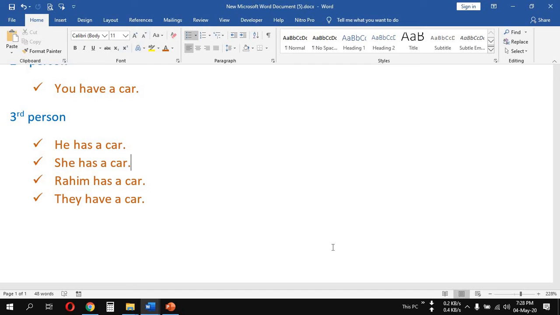Now, when it comes to third person, the third person singular number is again an exception because in this case we use has. So has is used with third person singular number, whereas in third person plural number we use have. Let's listen to the statements that contain third person singular number. He has a car. She has a car. Raheem has a car.